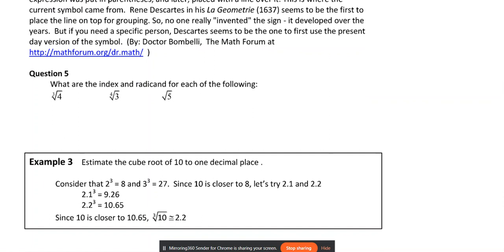So what are the index and radicand for each of the following? Let's look at this first one. What's the index for this one? 3, right? What's the radicand? 4. Okay. What about this last one though? What is the index for this one? 2. It's actually 2. Even though it's not written there, there is an invisible 2 hanging out there.